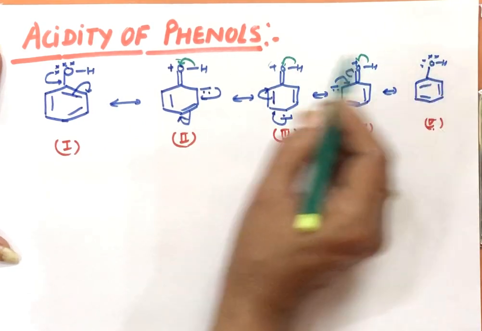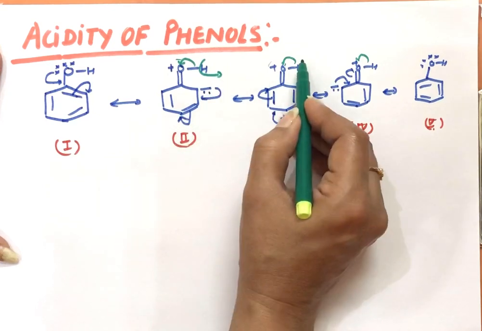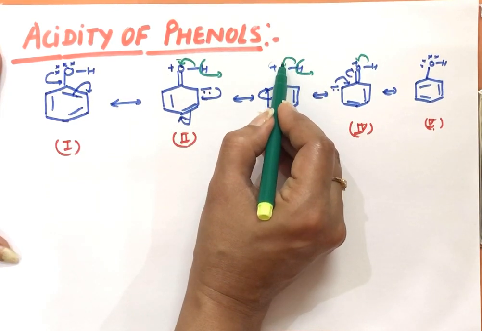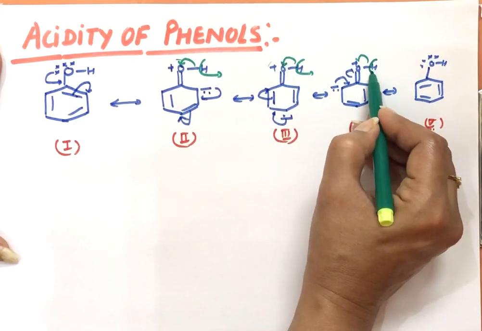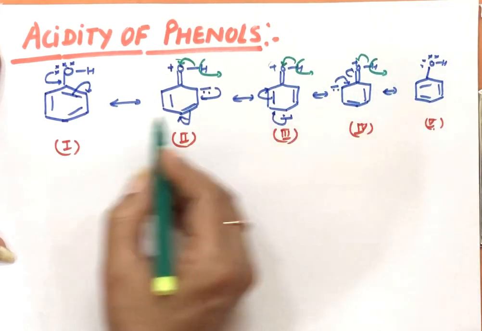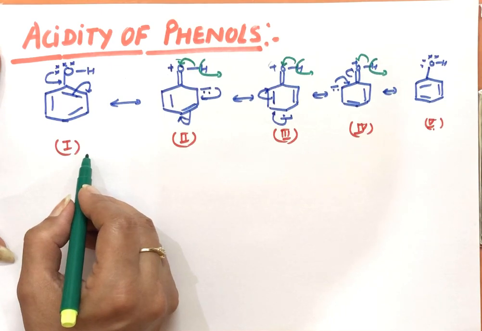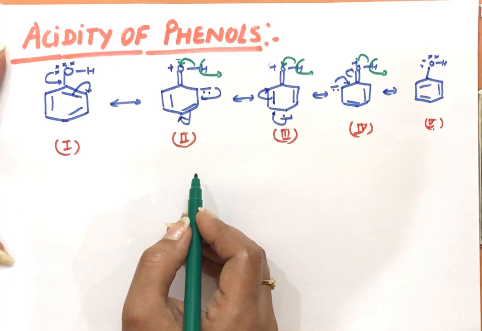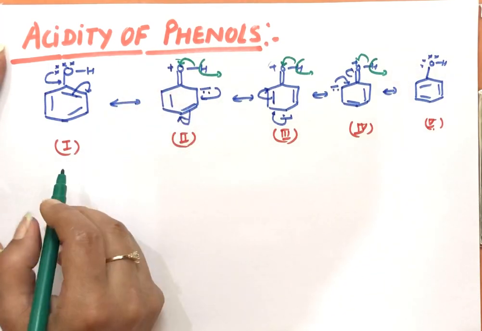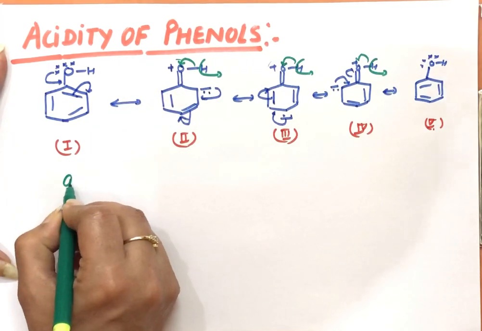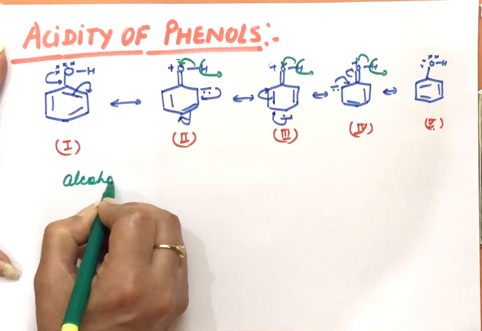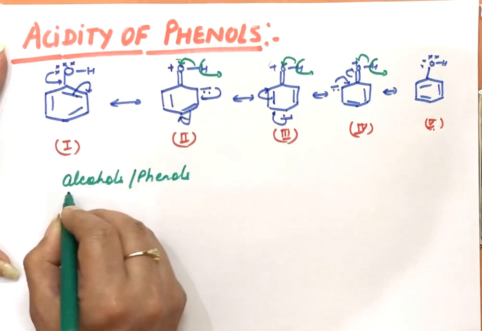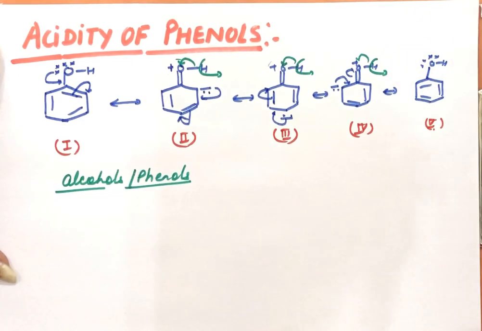And as a result of this, the release of this H plus will become easy, because the electrons of this bond will be pulled by the oxygen. If release of H plus is there, that means phenols are acidic in nature. The easier the release of H plus, the more the acidic strength of a compound. After the acidic nature of phenols, along with this we have a comparison of the acidic nature of alcohols with phenols. Out of alcohols and phenols, phenols are more acidic in nature.